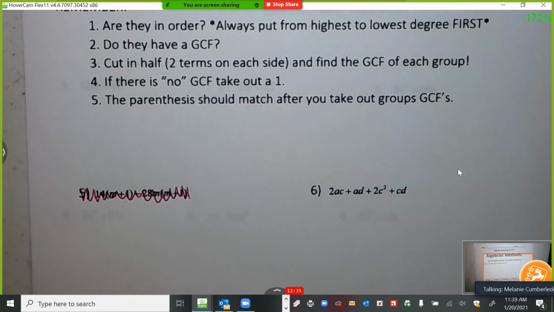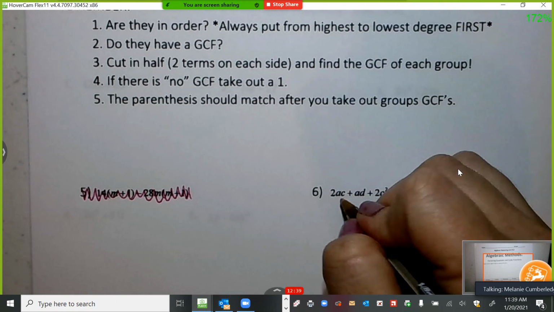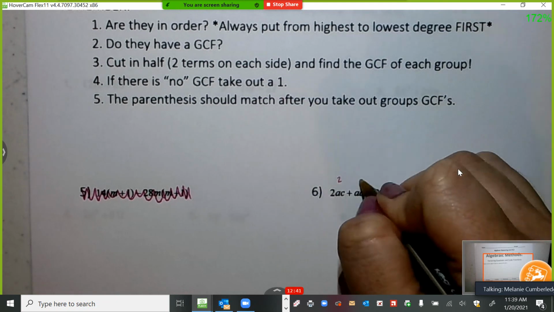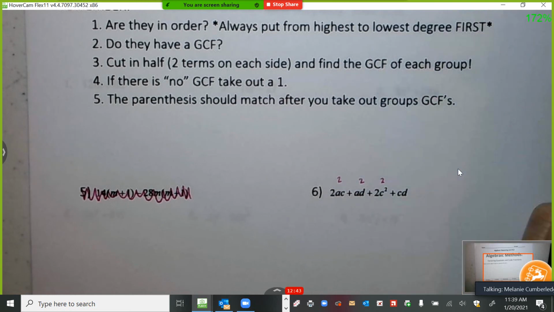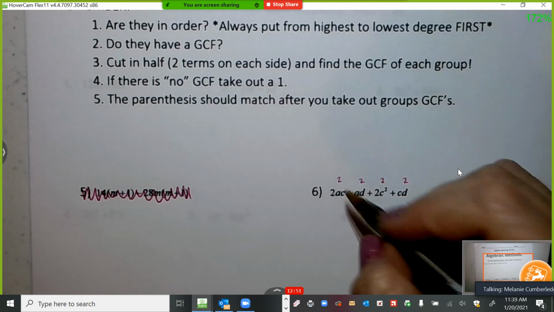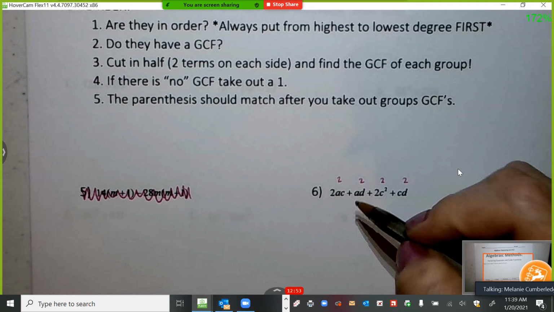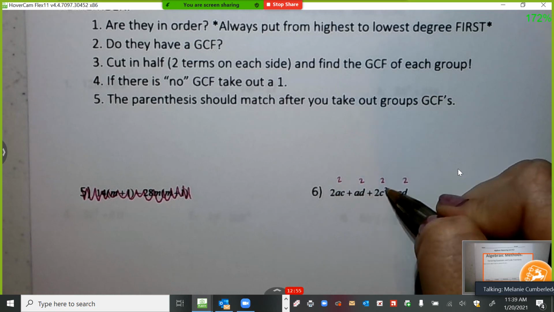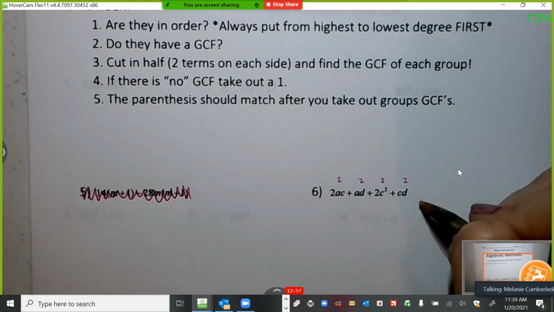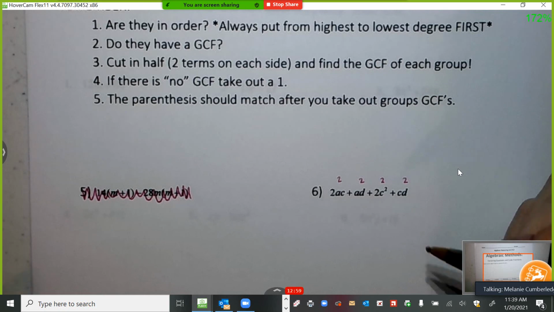So let's look at number 6. So we need to make sure they're in order. This is a degree of 2, a degree of 2, a degree of 2, and a degree of 2. So the order is perfect, okay? And knowing that, we need to make sure there's no GCF of all 4 terms together. So we have 2AC, AD, 2C squared, CD. There is nothing in common all the way across.